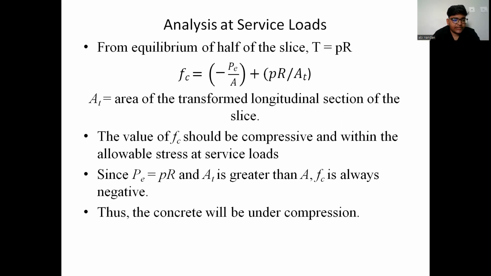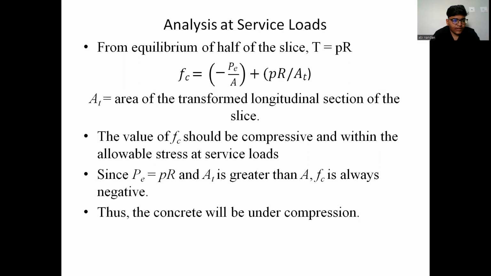The resultant stress FC due to the effective pre-stress under the internal pressure is given by FC equal to minus PE by A plus PR by AT, where AT is the area of the transformed longitudinal section of the slice. The value of FC should be compressive within the allowable stress at service loads. AT is greater than A and FC is always negative. Thus, the concrete will be under compression. To meet the safety standards, a factor of safety can be further introduced.